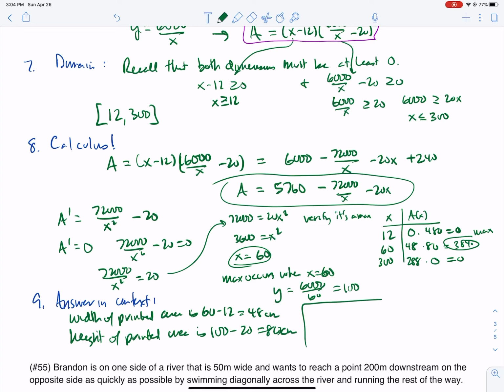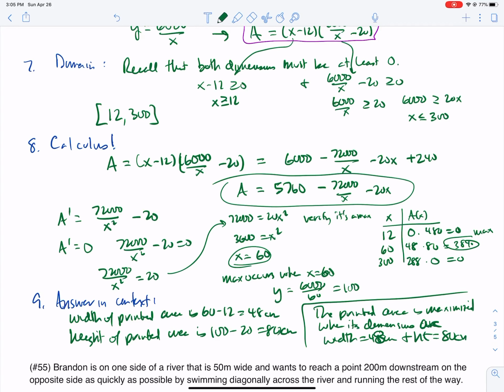So our answer to our question is the printed area is maximized when its dimensions are width equals 48 centimeters and height equals 80 centimeters.